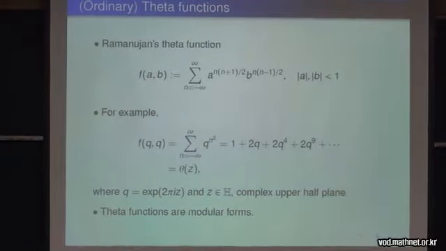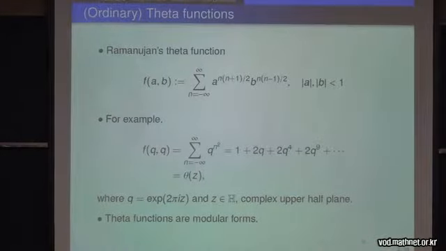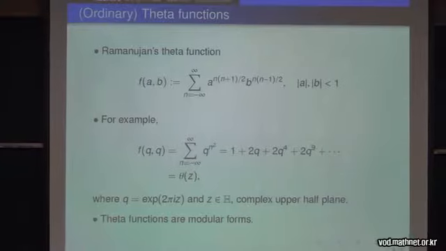Ramanujan's theta function is a two-variable function. If we sum from negative infinity to infinity, specializing a, b into some special values, where these are some important mathematical objects. For example, when a and b are both q, then these functions become a classical theta function. So this type of theta function is actually a building block of modular forms.